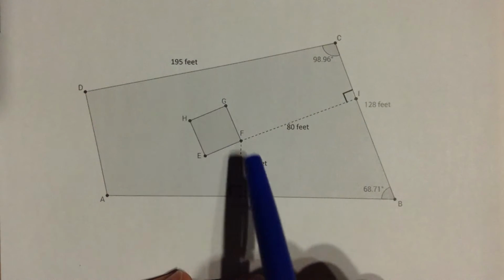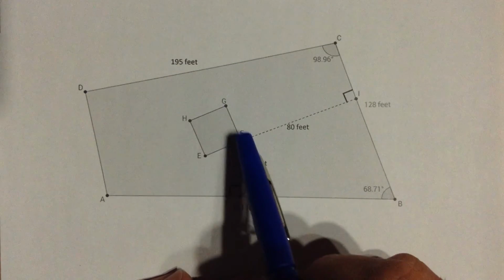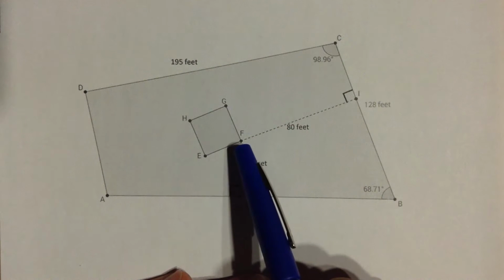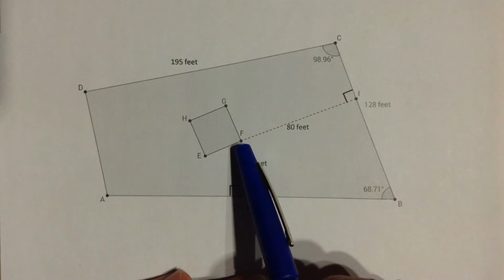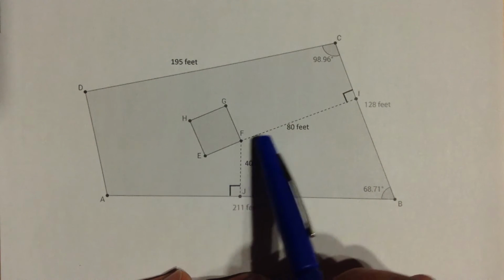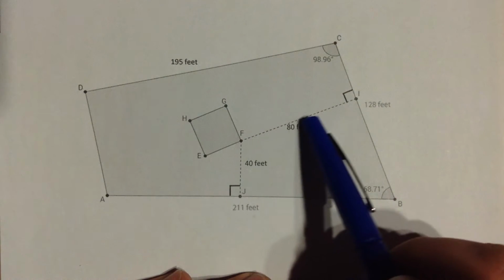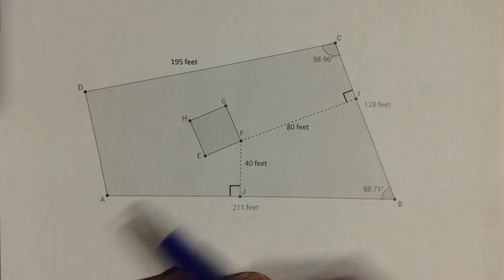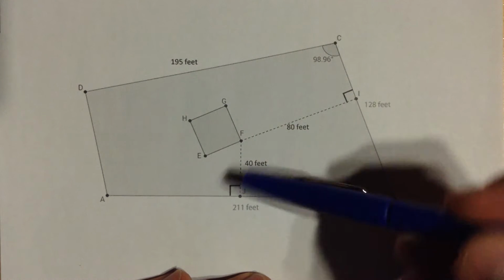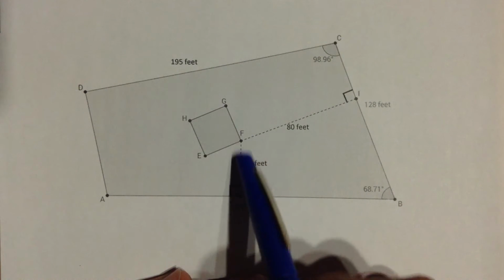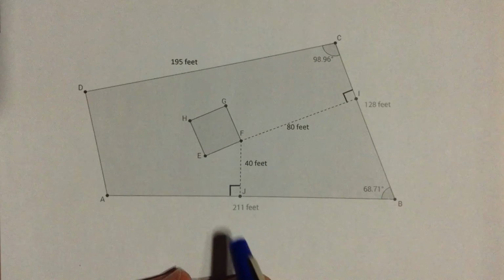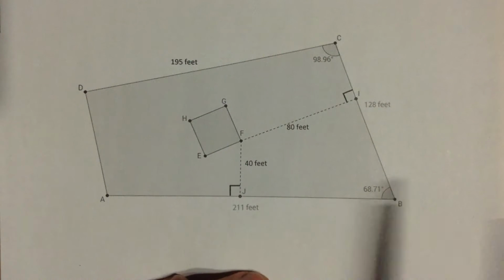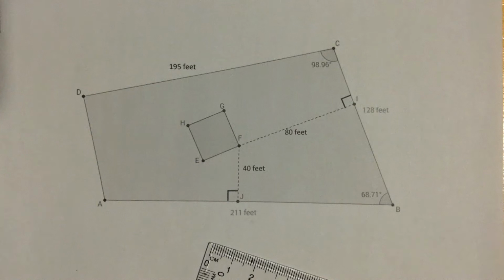In the middle of this property is a square house, EFGH, and from the corner of the house F, we know the distance directly to the road, 80 feet, and you can see this dotted line meets the road at a 90-degree angle, and so it's the shortest distance. Similarly, to this other side of the property, it is a 40-foot distance, again meeting at a 90-degree angle to that point F.